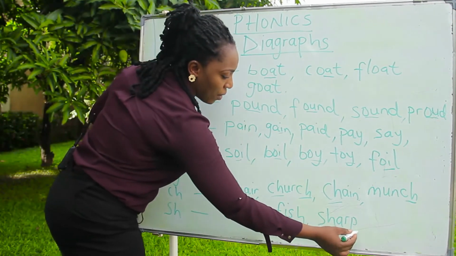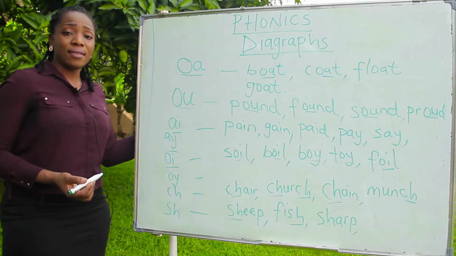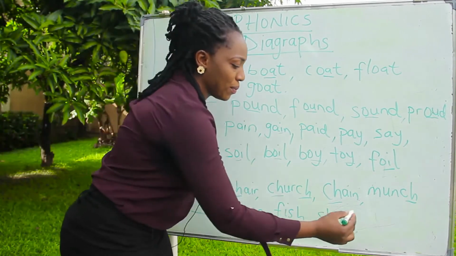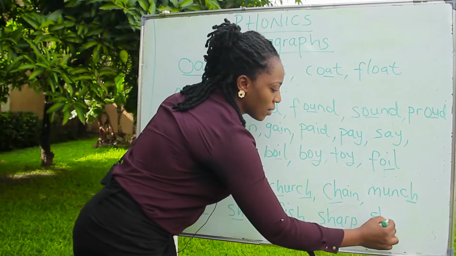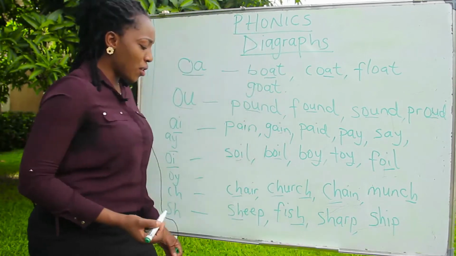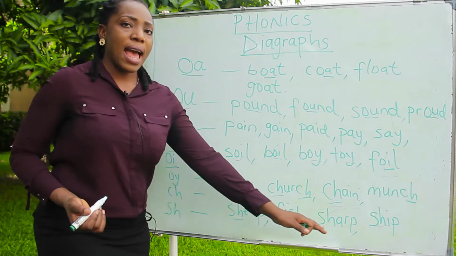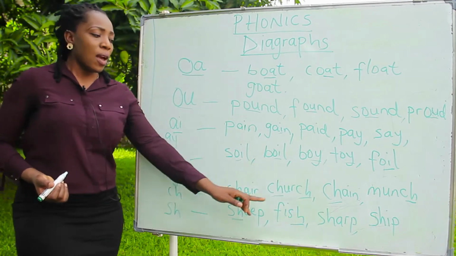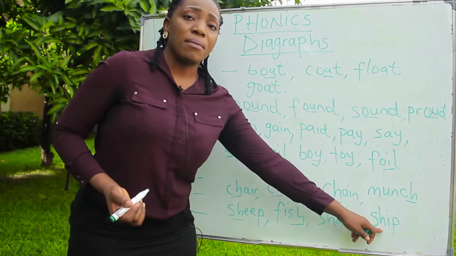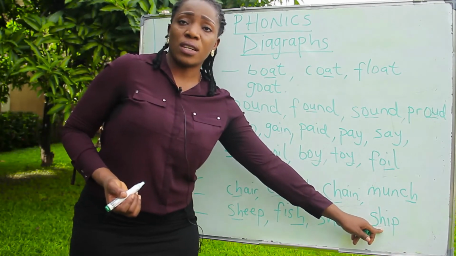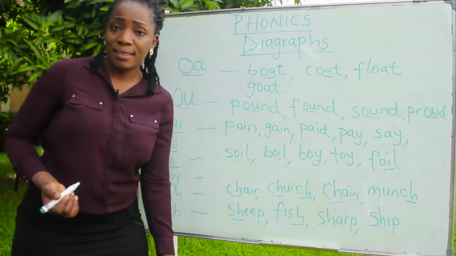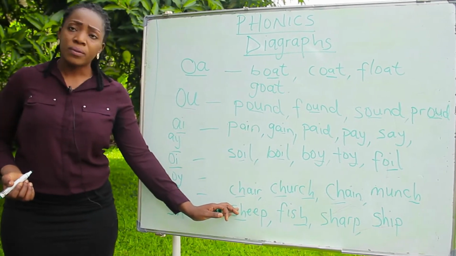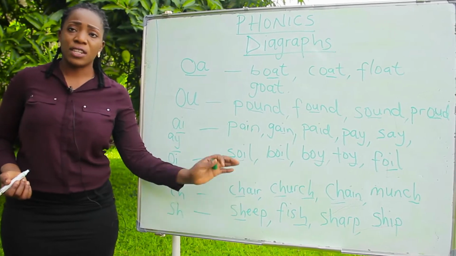And can you give me another example? We also have sheep. I'm sure you know the difference between this sheep and this ship. This sheep is an animal, while this ship is a medium of transportation, the ship on the sea. Good. So you can see when a word starts with sh, the sound is sh.